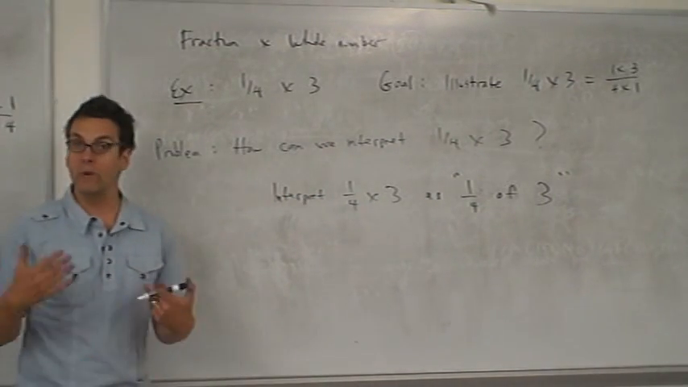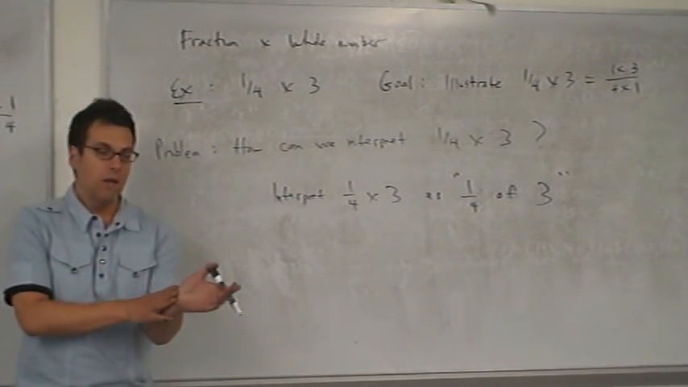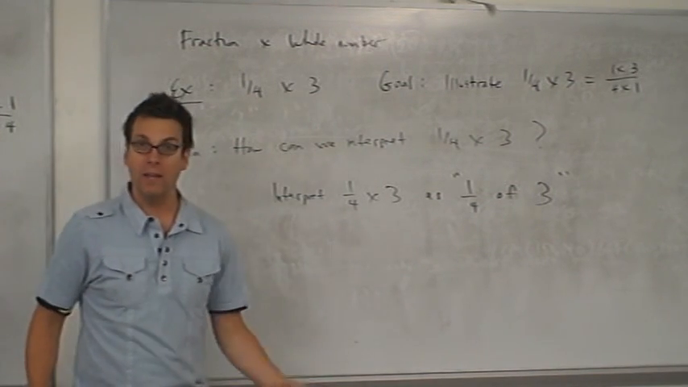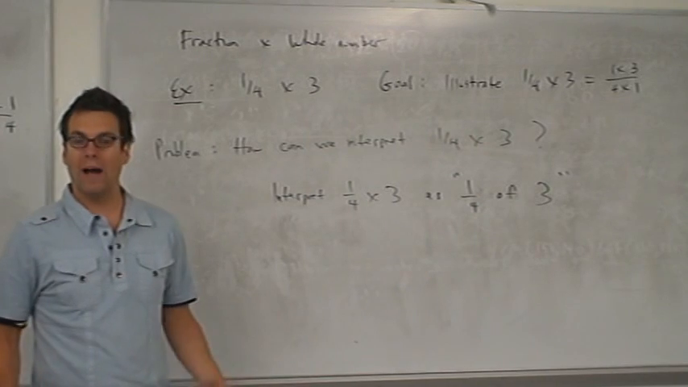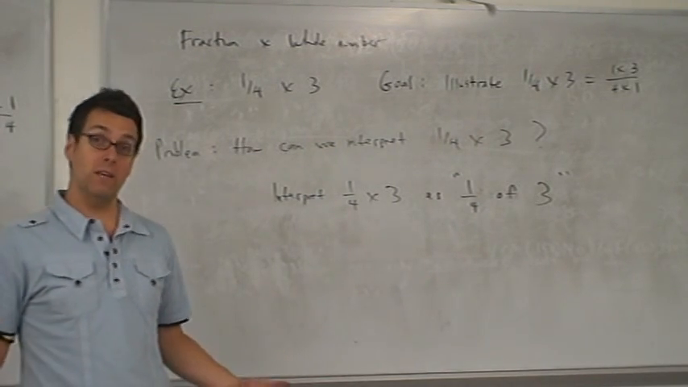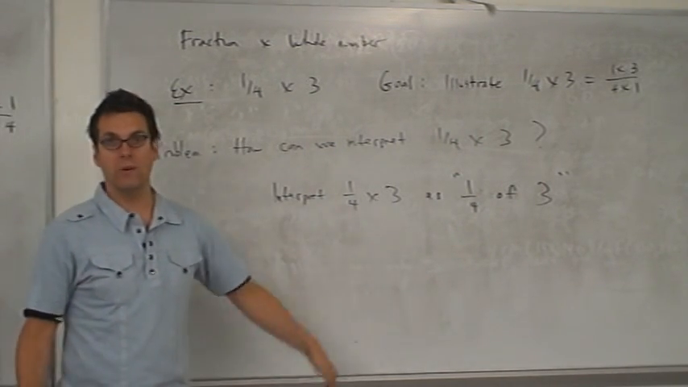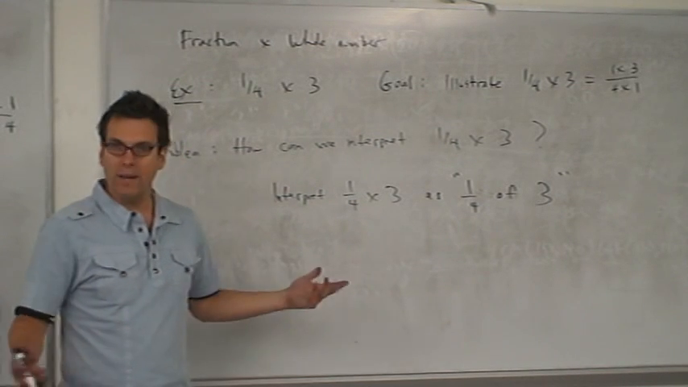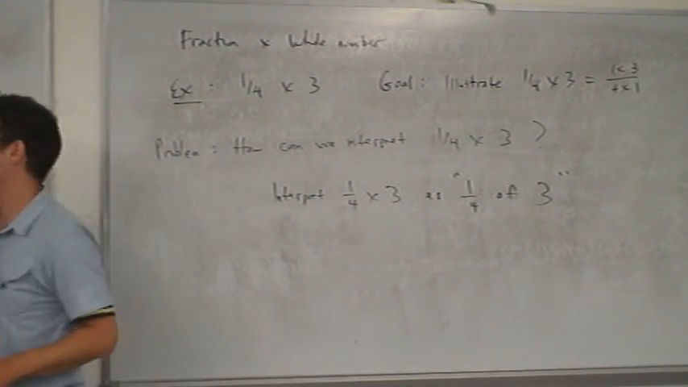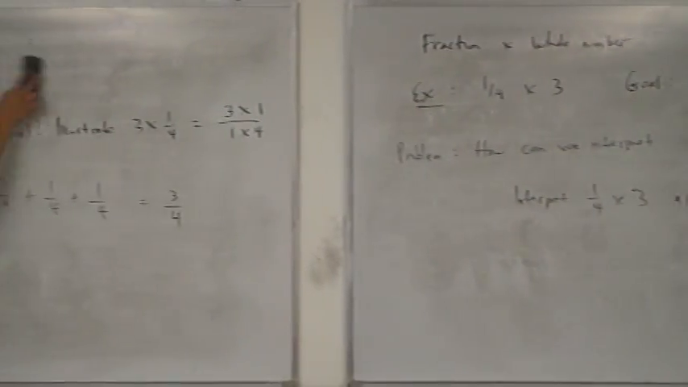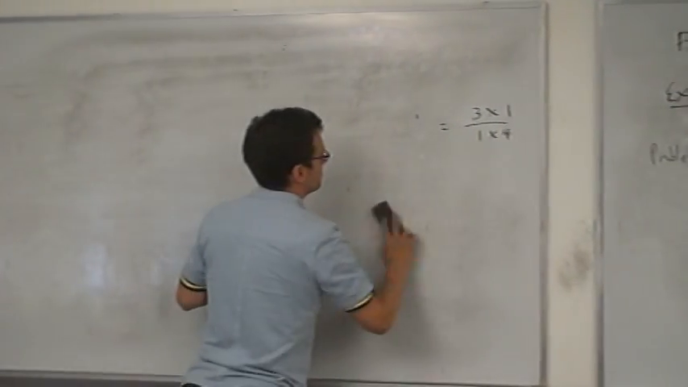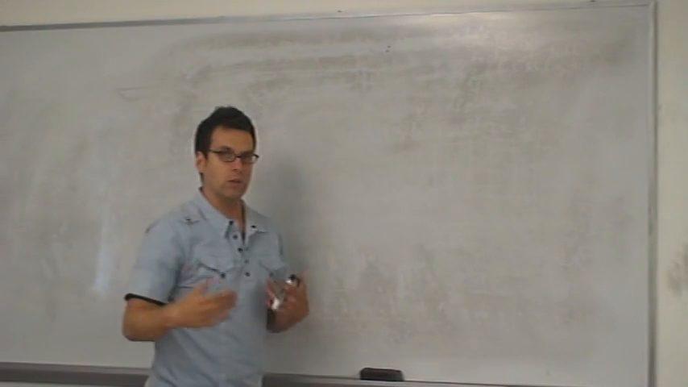This is certainly a reasonable interpretation to make. And now that we have made it and we can all agree that it's a valid interpretation, the next question is, well, how do we represent this? Again, we still need to illustrate that 1/4 times 3 is 3/4. How are we going to illustrate that? Well, as we do in most cases where we explain arithmetic, especially fraction arithmetic, we are going to use models.